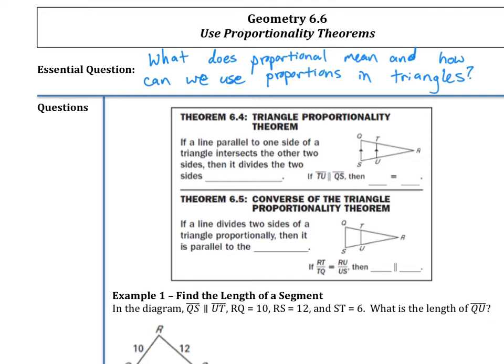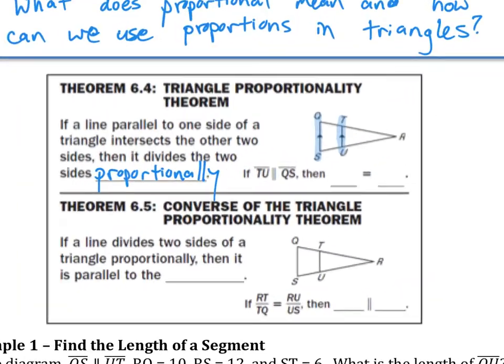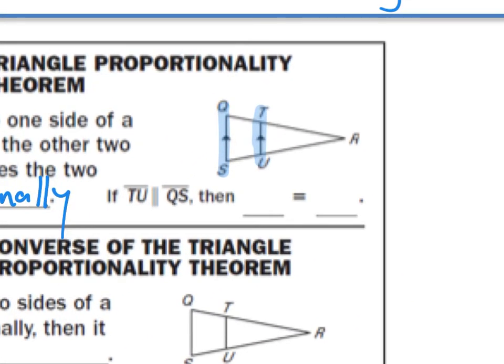Theorem 6.4 says the triangle proportionality theorem. If a line that is parallel to one side of a triangle intersects the other two sides, so for example, line TU, that line divides the sides proportionally. So what that means is if TU is parallel to QS, so these two blue lines are parallel, then what we know is that segment RT over segment QT, so this part right here over this part, is equal to RU over US.